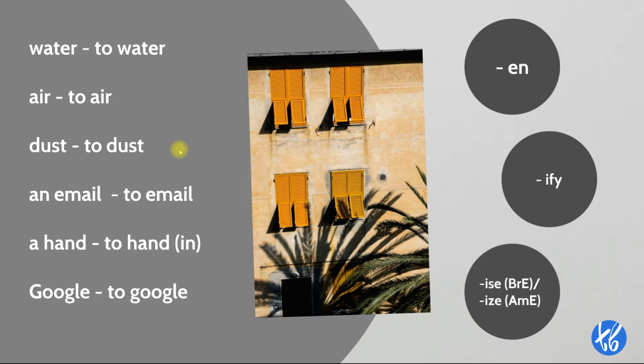Hand to hand or hand in. Please hand in your homework. Google to Google. When you use the brand name and make it into an action verb. And the other variant of word formation is to add suffixes. For example, there are more, but we just take 3. En, ify, ise.